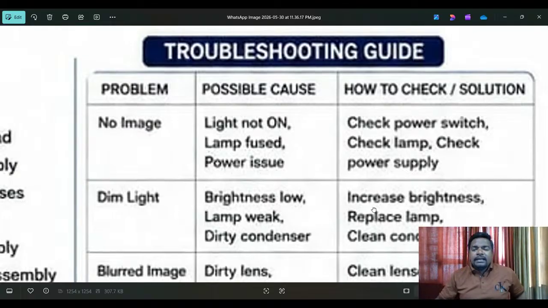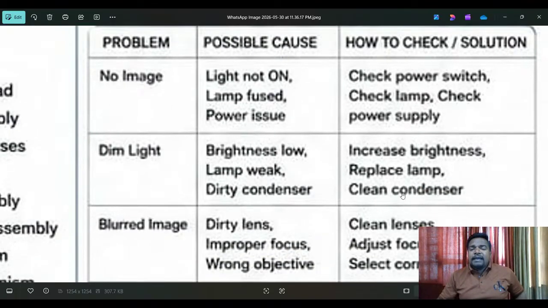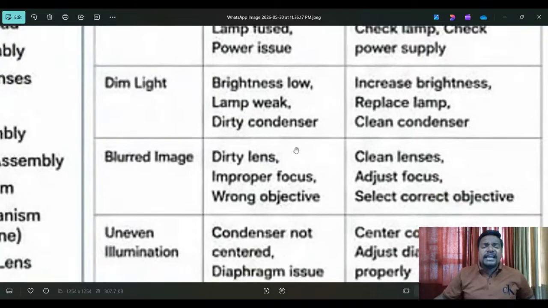For dim light, what to do? Increase brightness, replace the lamp, and clean the condenser. See, this is very important. Then you have to check it. The intensifier will be there. One by one you have to check, follow, diagnose and resolve. That is the main thing. If you are not able to diagnose, also don't leave the equipment like that after receiving the complaint from the hospital. My advice is, if you get a complaint from the hospital, try to engage with it very clearly and check it.